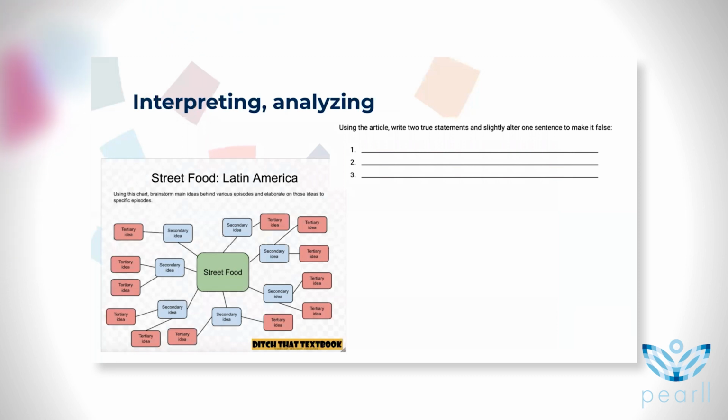Another thing that I've done after they've read something is have them write two true statements and then slightly alter another sentence to make it false. And then I'll read all of their sentences and they'll answer which one is false. And that is student input that they're getting, that they've written, and then it allows me to circle back and go over all of these topics again.